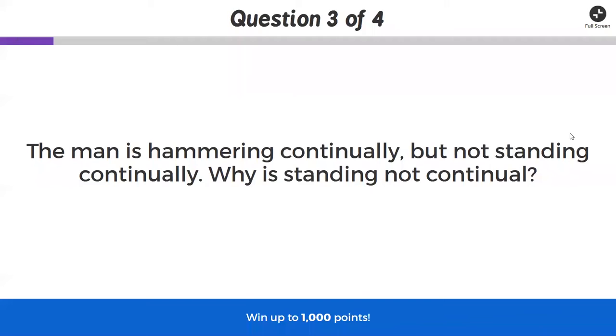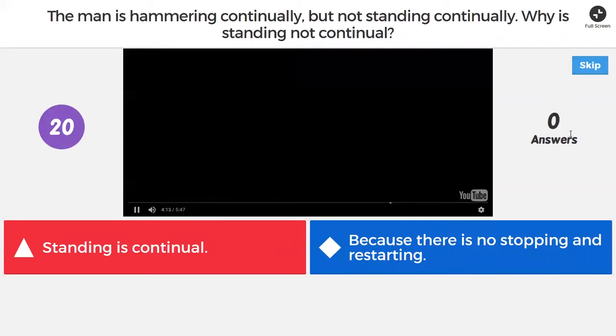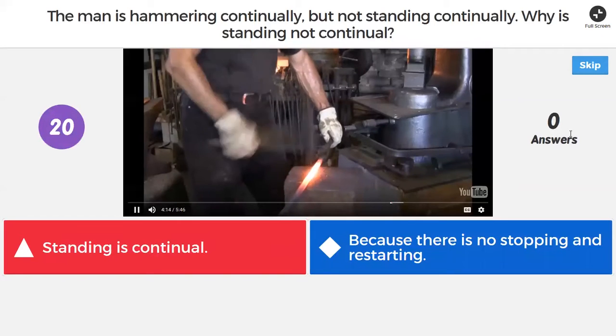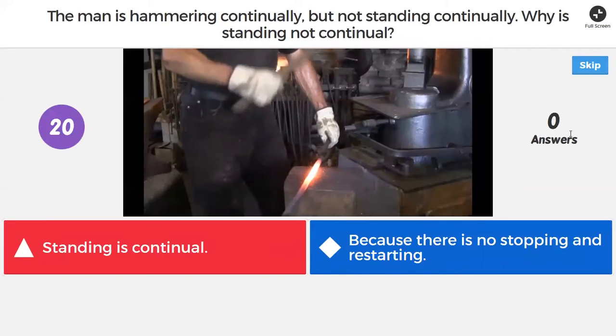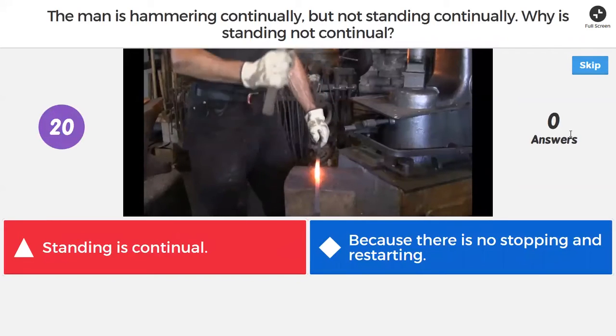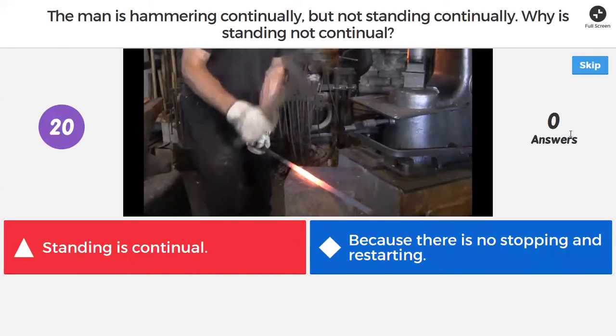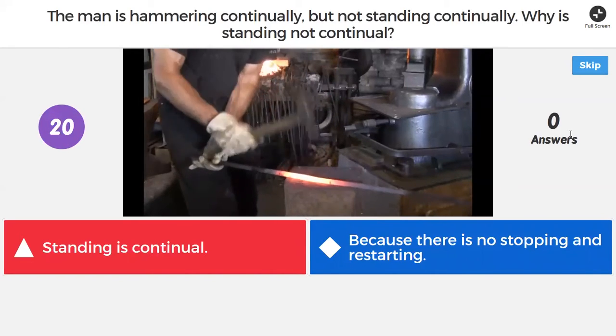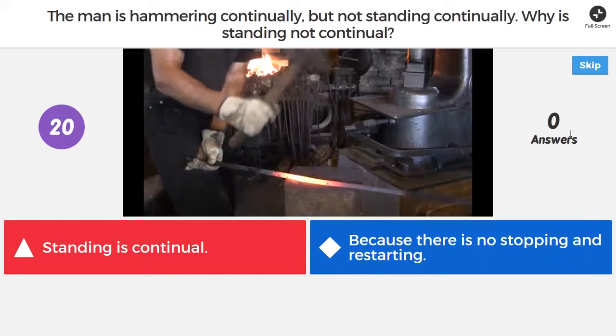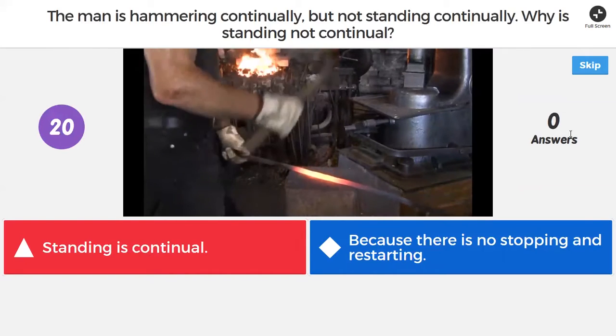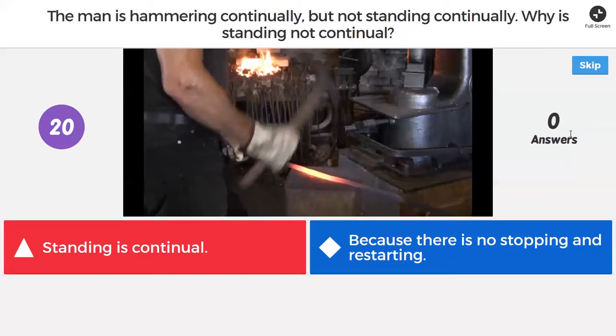The man is hammering continually, but not standing continually. Why is standing not continual? And we've got that video back of the man hammering. And we've also introduced a new word, in a sense, continual. So we changed the form of continually. Instead of an adverb, now it's an adjective. So why is standing not continual?